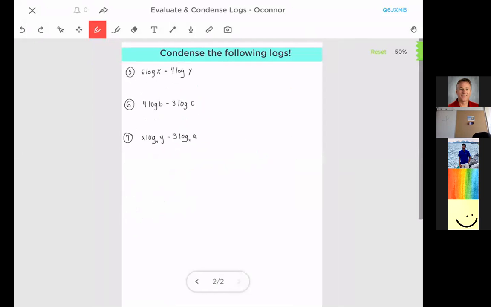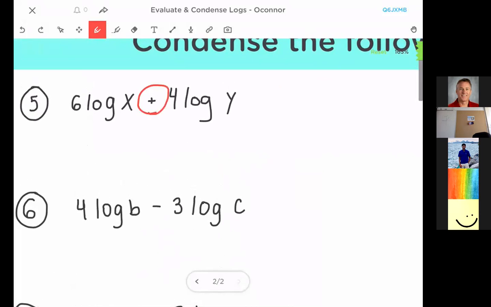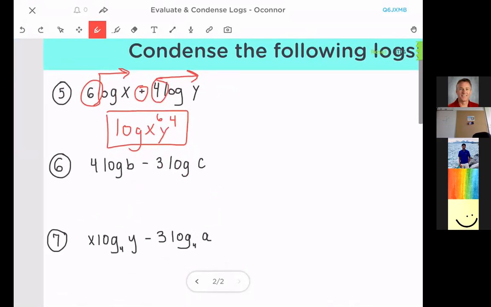All right, we're moving right along here. Second page, so we are condensing these. This one is addition. This is going to become an exponent. This is going to become an exponent. I'm going to multiply. So that is going to be log, common log, I guess, so base 10 of x to the 6th times y to the 4th. For the second one, this becomes exponent, this becomes exponent. This means we're going to divide. So that's going to be common log of b to the 4th over c to the 3rd.